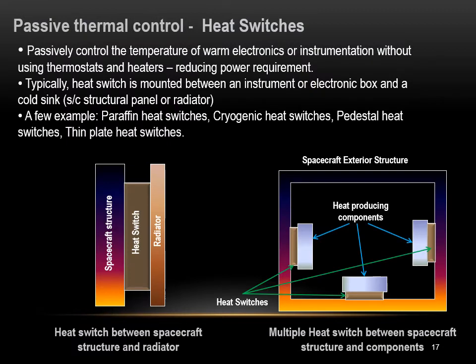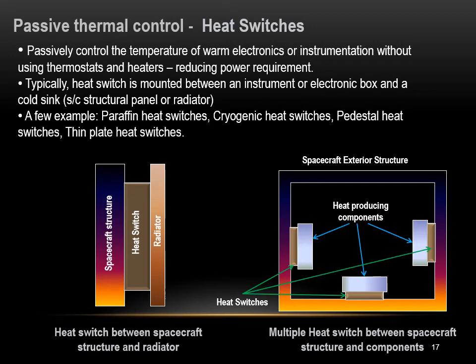And another example of passive thermal control is the heat switch, also known as thermal switch. Heat switches are devices that switch as needed between the role of good thermal conductor and good thermal insulator. When one is installed in the heat conduction path between a warm, heat-producing component and a heat sink, the change in thermal conductance it affords can control the temperature of the component.